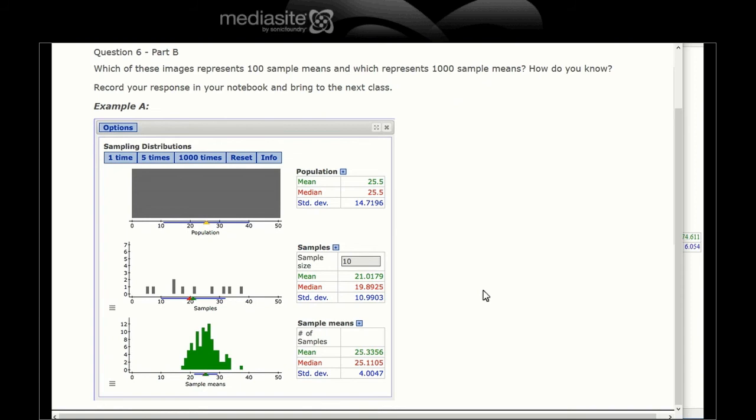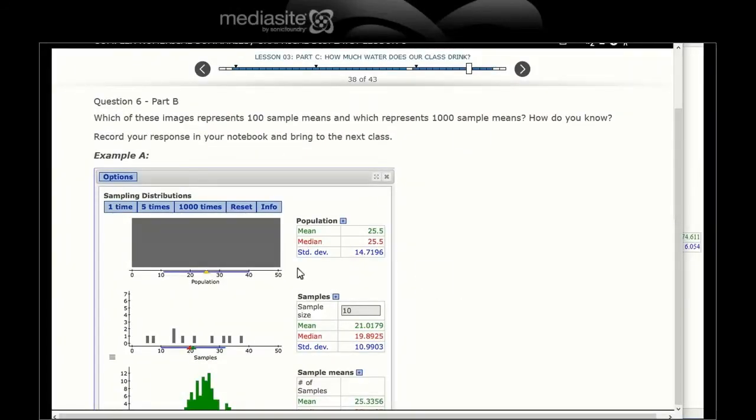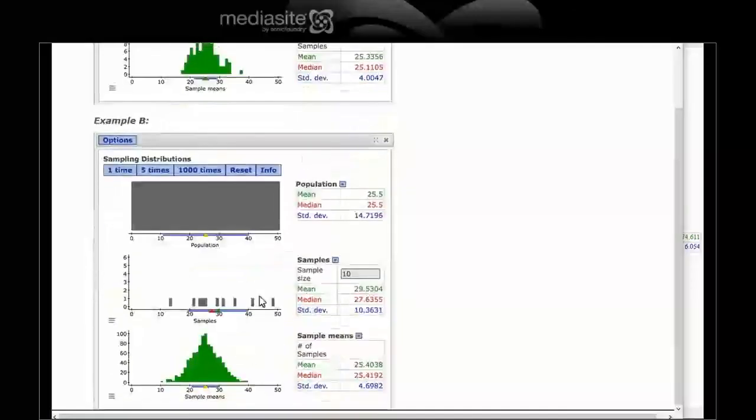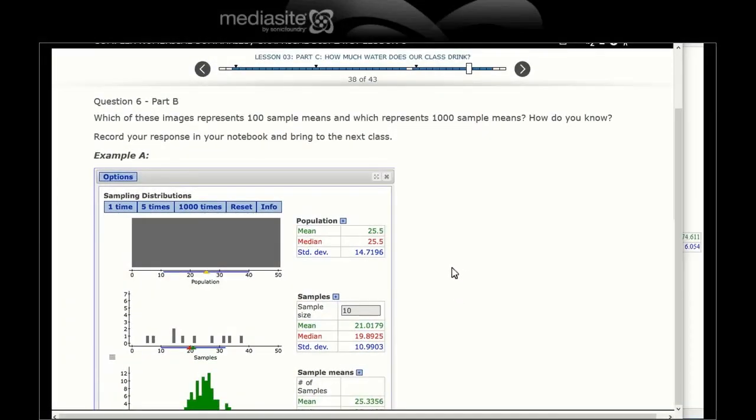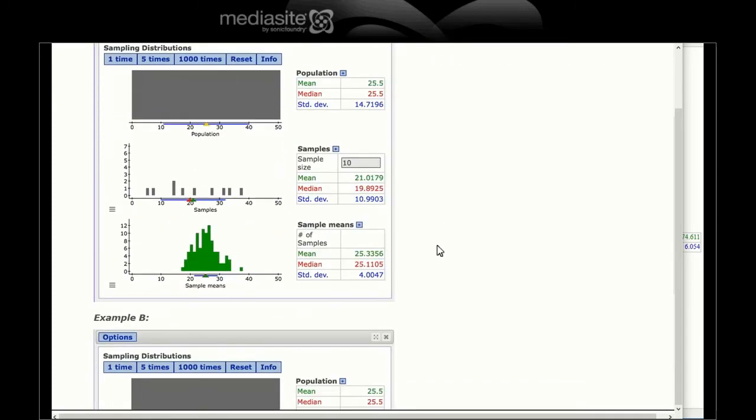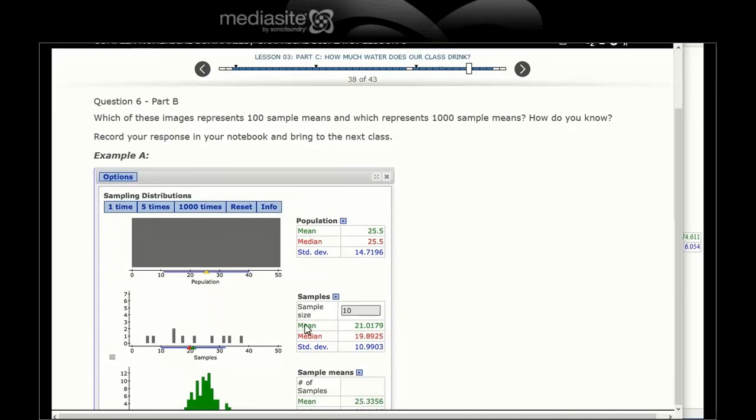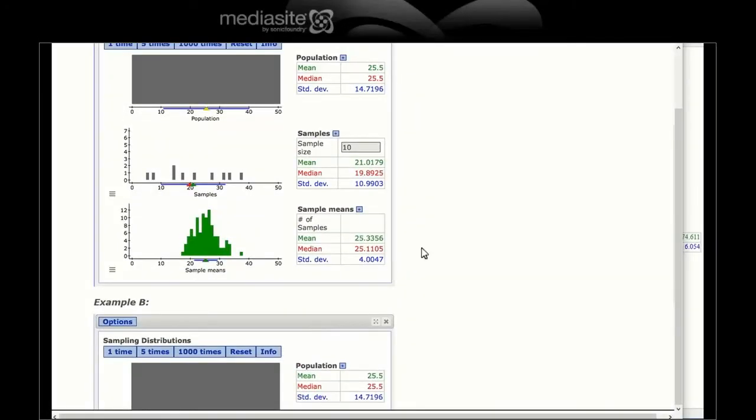Now, which of these images represent 100 sample means, and which represents 1,000 sample means? How do you know? Record your response in your notebook and bring it to the next class. See, it's uniformly distributed. The more samples you take, the more you're going to approach a normal distribution. Between A and B, they were both sample size of 10.